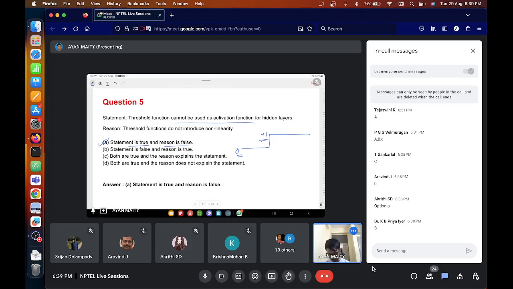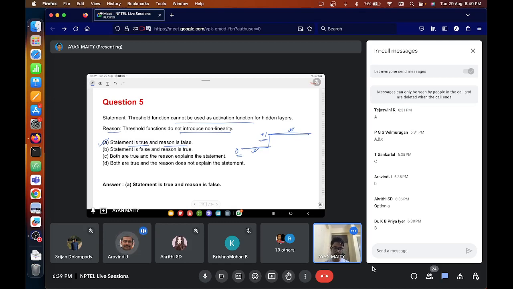And the reason is that threshold functions do not introduce non-linearity. So there is non-linearity involved here, like there is 0 and there is plus 1. So even though this segment is linear, this segment is linear separately, but as a whole this function is non-linear, we can say. So this reason is not correct. The main reason why it is not used is that it doesn't give much diversity in the output. Only 0 and 1, they are the two outputs that it can give.